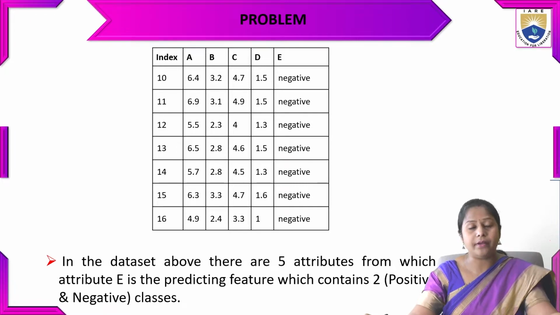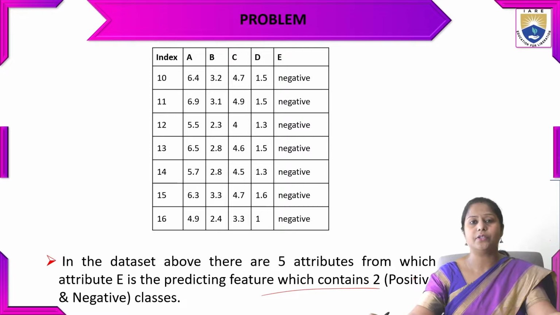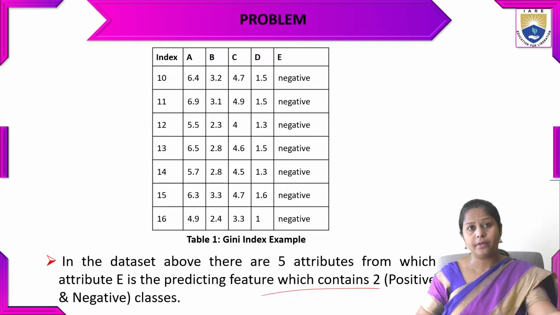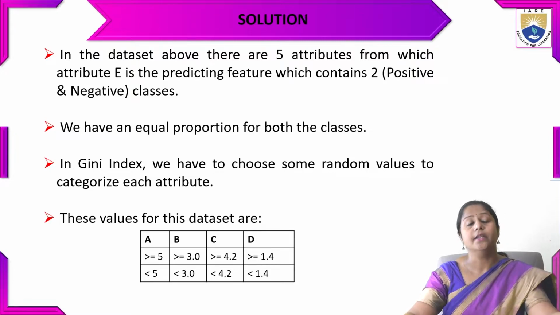So in the above data set, there are 5 attributes, from which one attribute is the predicting feature, which contains 2 classes, positive and negative. Now in the data set, we have an equal proportion of both of the classes. So half of the records are positive and half of the records are negative.